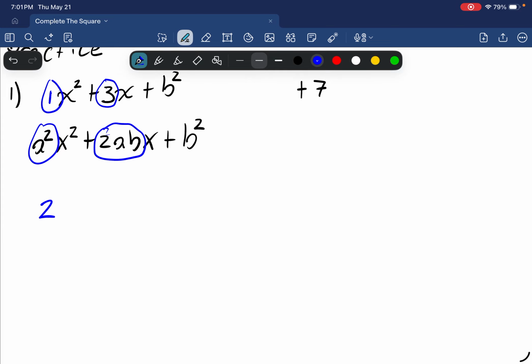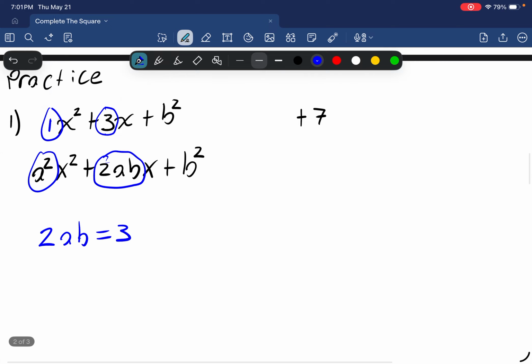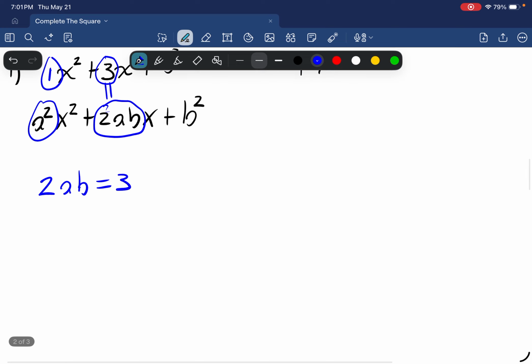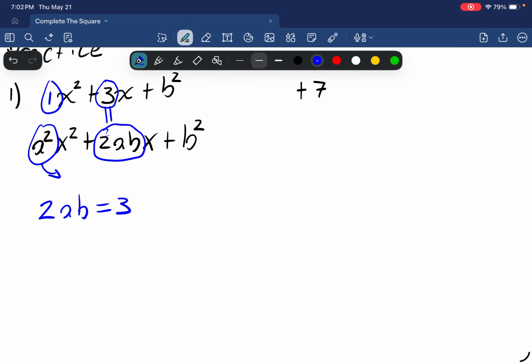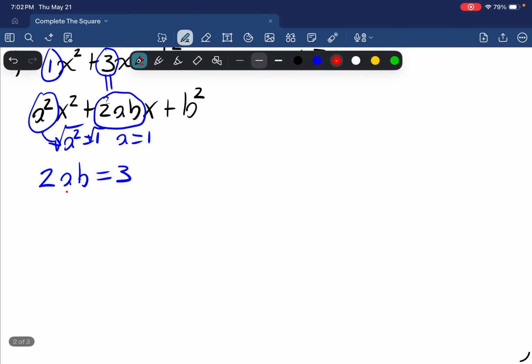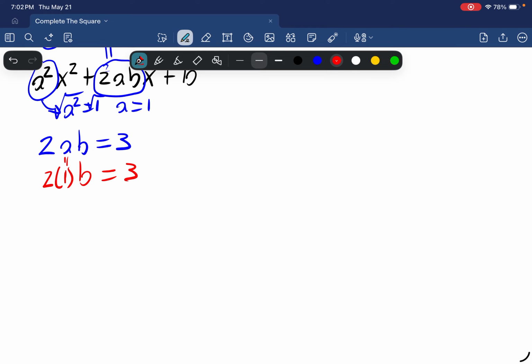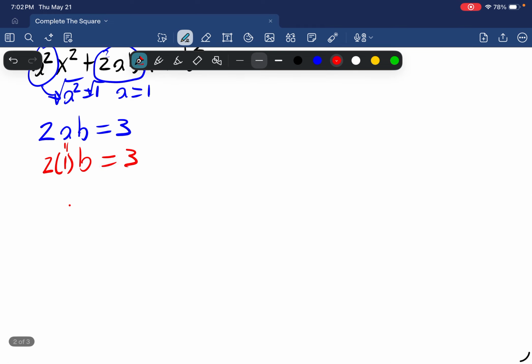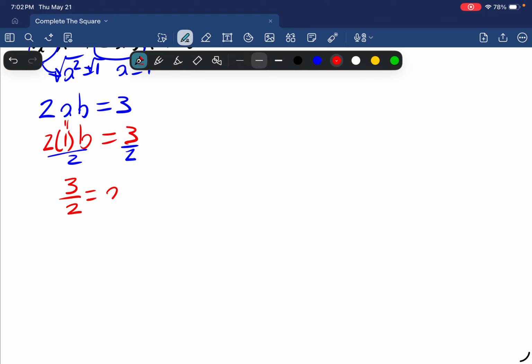So if we know 2ab is equal to 3, we can see that here, right? And we know that a squared is equal to 1, but if we take the square root on both sides, it's just 1. A is equal to 1. So if we replace it here, a is equal to 1, we have our 2, and we have our b is all equal to 3. How can we solve for b? Well, we could just do 3 divided by 2. I'm just dividing by 2 on either side. And this will give us our b value.